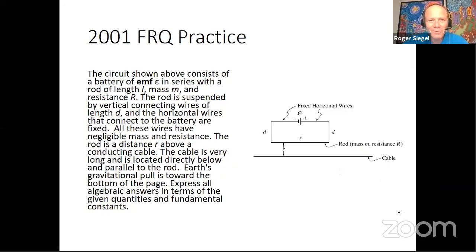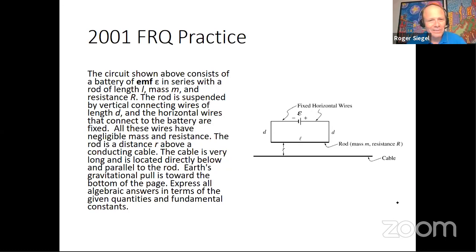Okay, so this is from the 2001 exam. Let's see. Did I share my screen? I don't think I did. Let me go ahead and do that. Sorry. All right, there we go. Now we're looking at the 2001 exam.